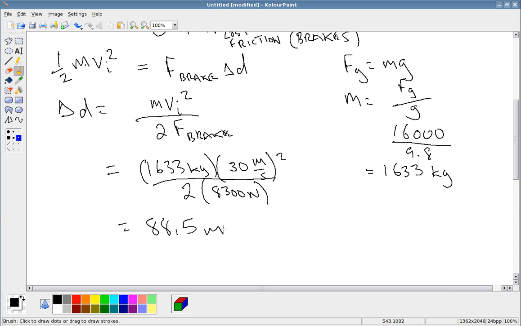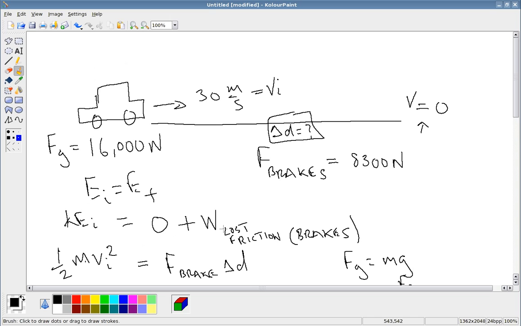And by the way, just a quick question. How fast is this truck going initially? How fast is 30 meters per second? Well, if you want to do a really quick way of converting that to kilometers per hour, you can just go 30 times 3.6. And that'll give you 108 kilometers per hour. So it's going at highway speeds. Okay? All right. And 88 meters is approximately less than a football field. That's the end of the problem.